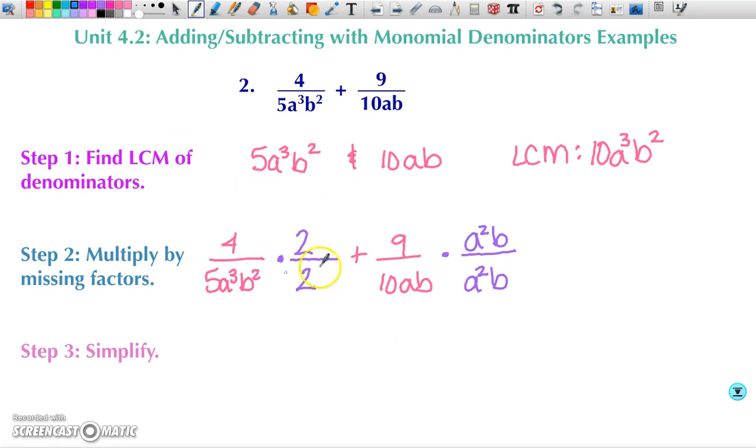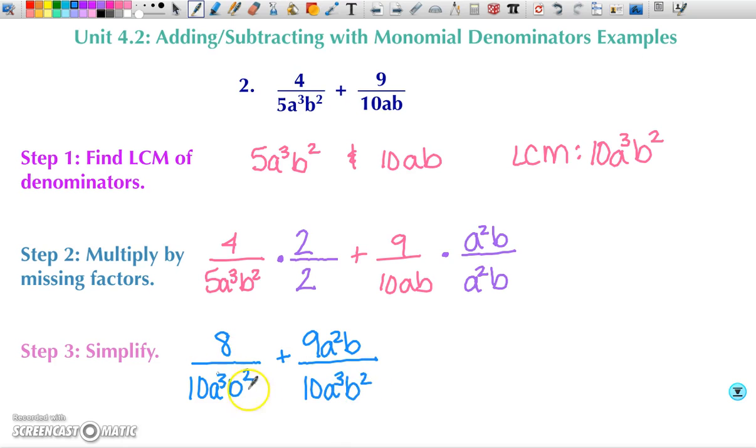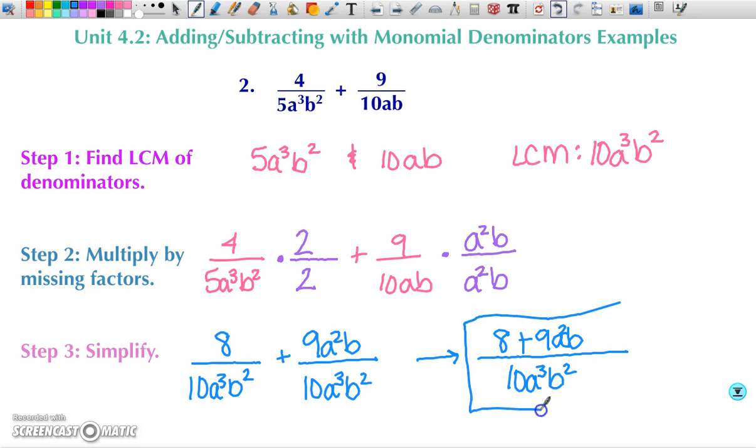Then we go ahead and simplify as much as we can. So 4 times 2 is 8. And our denominator is now 10a cubed b squared, plus 9a squared b over 10a cubed b squared. And now that they have the same denominator, we can simplify it down to just one big fraction of 8 plus 9a squared b over 10a cubed b squared. And this would be your final answer. So there's your final rational expression.